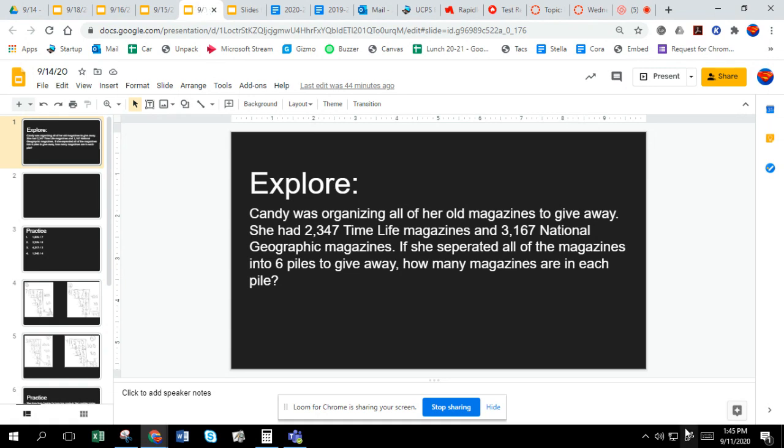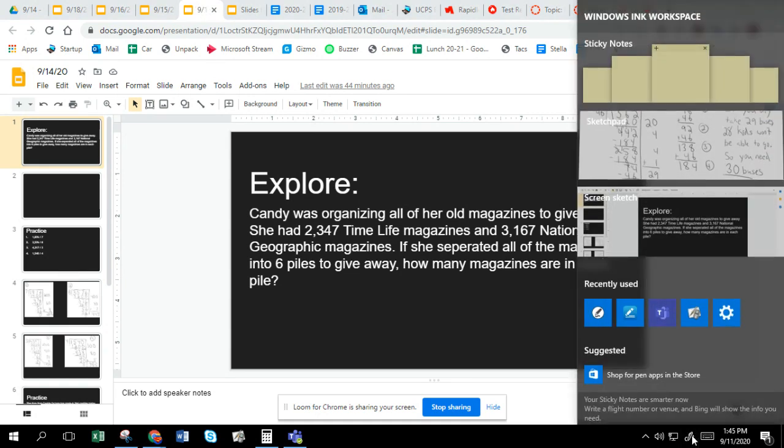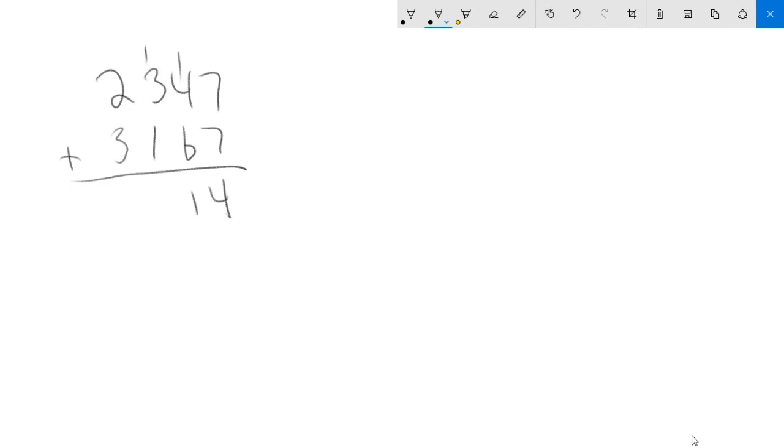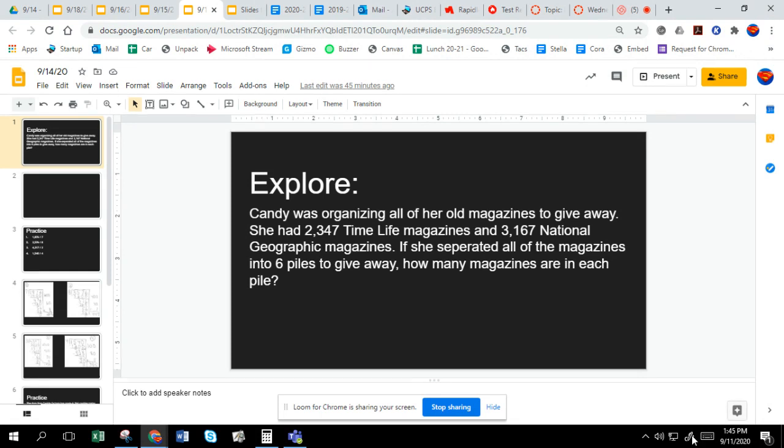All right, so let's get a page to work on. The first thing we have to do is figure out the total number of magazines that she has. She had 2,347 of one type, and then she had 3,167 of the other type. When we add those together, I get 5,514 total magazines.